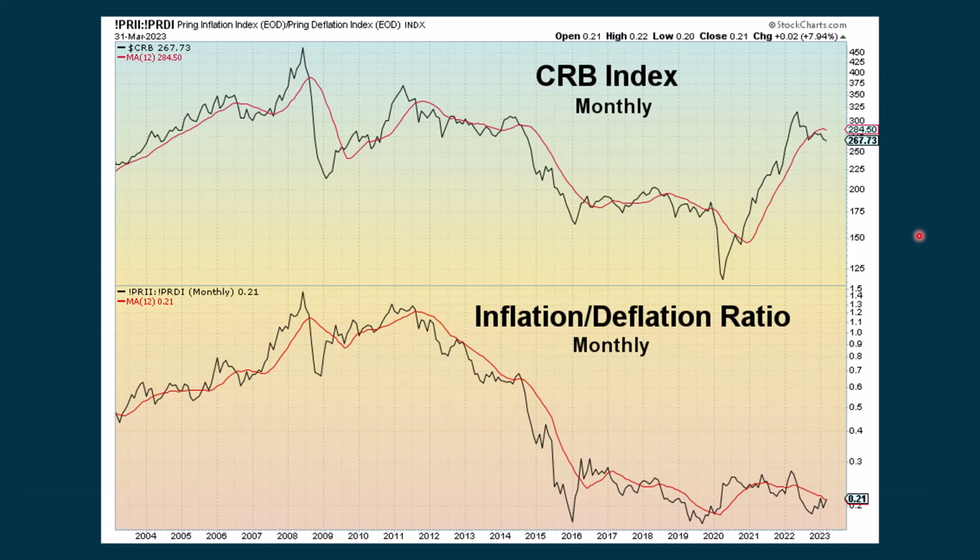We also look at inflation against deflation. When we're below this moving average, that means we're in a deflationary environment, even though it has been ticking up.